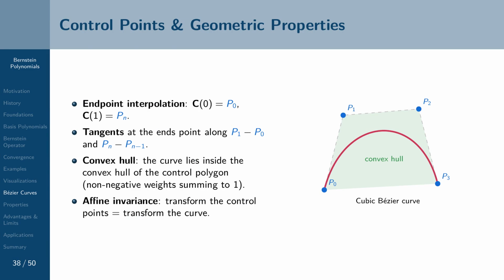4 properties make Bézier curves trustworthy. Endpoint interpolation. The curve starts at p0 and ends at pn. Recall the endpoint behavior of the basis. The end tangents point along the first and last control edges. The convex hull property. The whole curve lies inside the convex hull of the control polygon, again because the weights are a probability distribution. And affine invariance, transforming the control points transforms the curve. The figure shows a cubic curve hugging its shaded control hull.